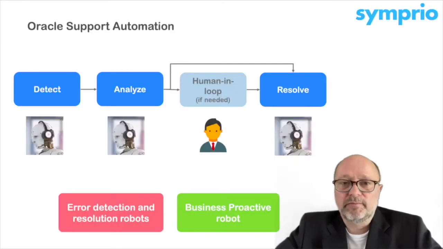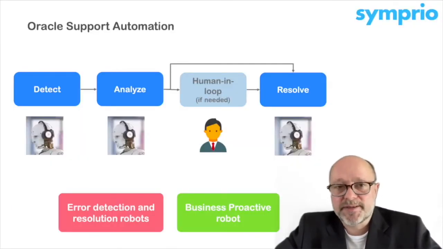At a high level, our support automation follows this process. First, the robot detects the issues, then analyzes to determine the root cause. Third, if required, we have a human-in-loop process to make a decision or to provide additional information. Finally, the robot goes ahead with the resolution flow.